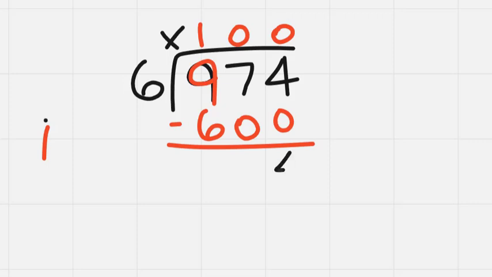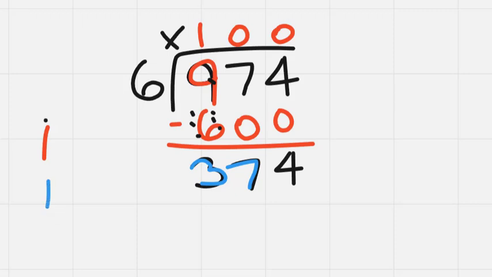4 minus 0 is 4, 7 minus 0 is 7, and then 9 minus 6 is 9, 8, 7, 6, 5, 4, 3. Now it's time to divide again. We'll look first at the 3. 3 is less than 6, so it means we need to look at the number next to it, which is 7. We'll look at 37. Let's count by 6 to get as close as we can to 37 without going over.